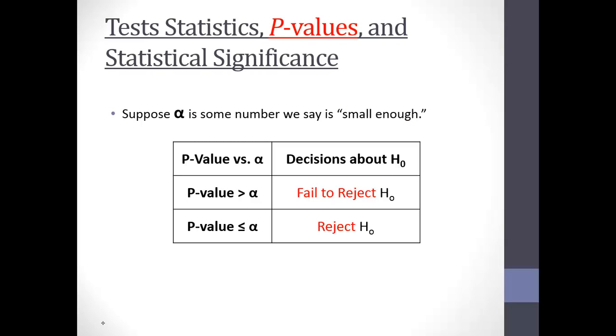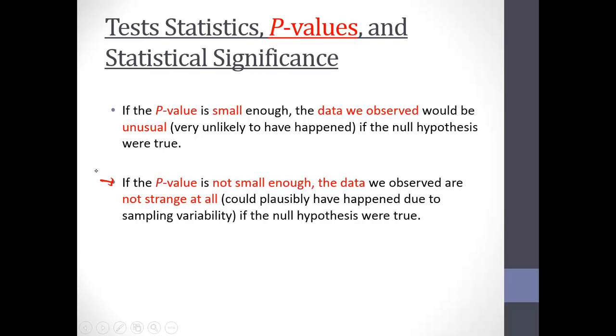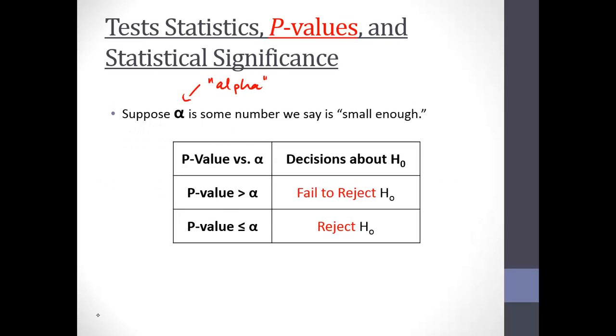So this is how we're going to use the p-value to answer our question: is the null hypothesis true, or is the alternative hypothesis true? We'll come back to this, but suppose that alpha is some number that we're saying is small enough, and we'll discuss what I mean by that in a minute. If my p-value is bigger than that cutoff we define, if it's not that small, then we'll fail to reject the null hypothesis.